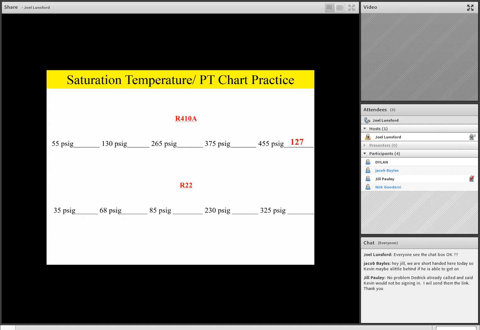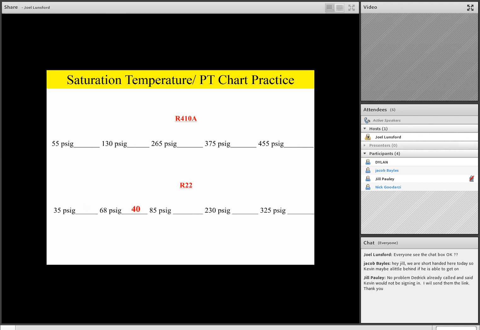Okay. R22, find the R22 section of your chart, please. And let's take a look at 35 pounds of pressure. At what temperature is that liquid refrigerant that we sprayed into that evaporator coil past the metering device boiling off or turning into a vapor in the evaporator? Okay, good. That sounds right. 13 degrees. How about at 68 pounds of pressure? At what temperature are we boiling that refrigerant in the evaporator? 40.